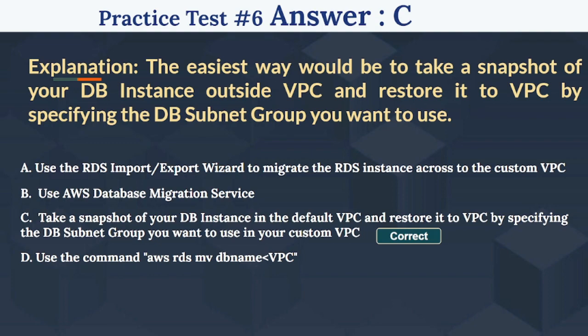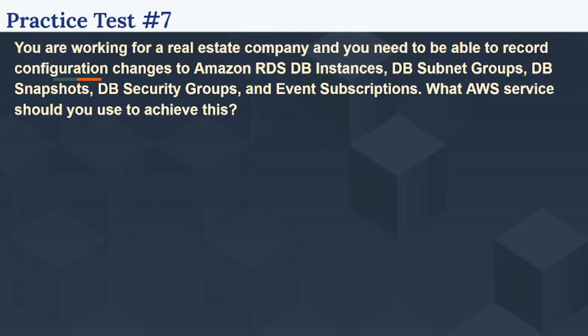So the seventh question is: you are working for a real estate company and you need to be able to record configuration changes to Amazon RDS DB instances, DB subnet groups, DB snapshots, DB security groups, and event subscriptions. What AWS service should you use to achieve this?